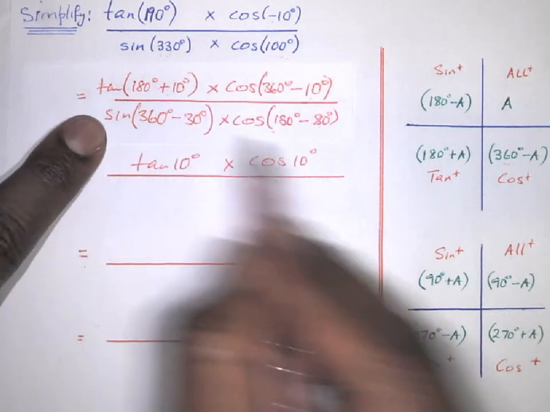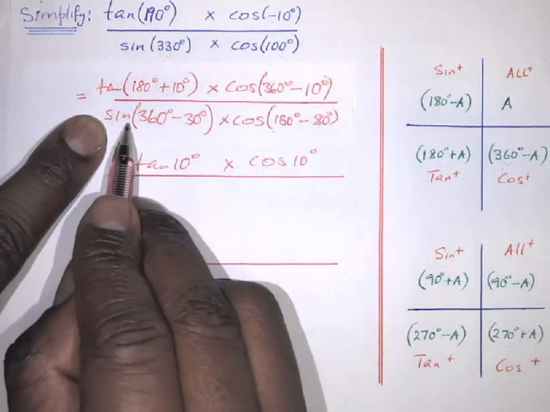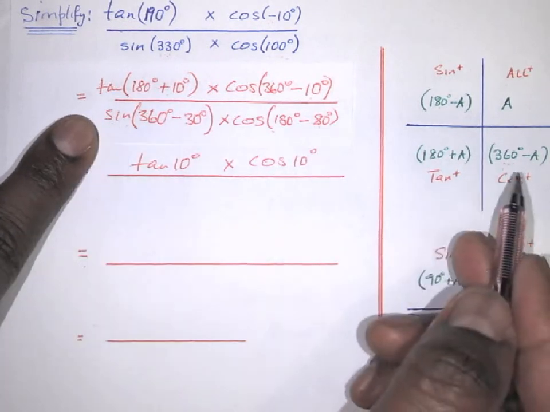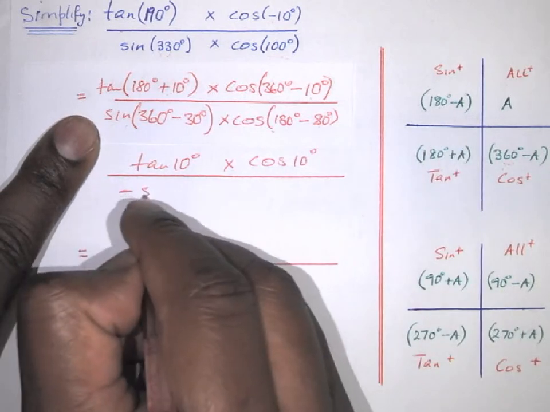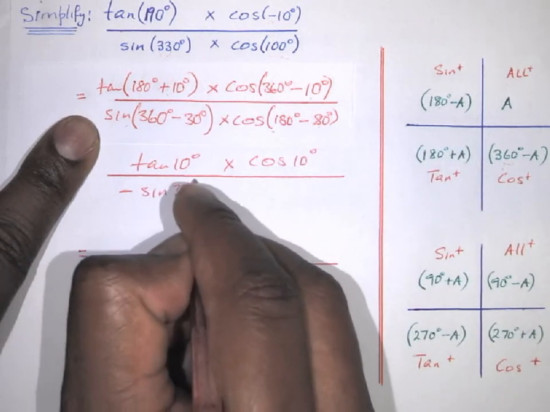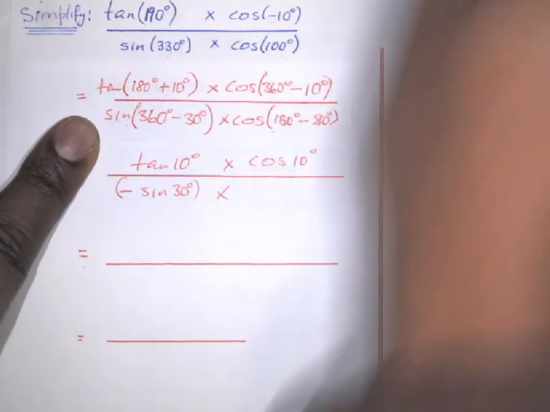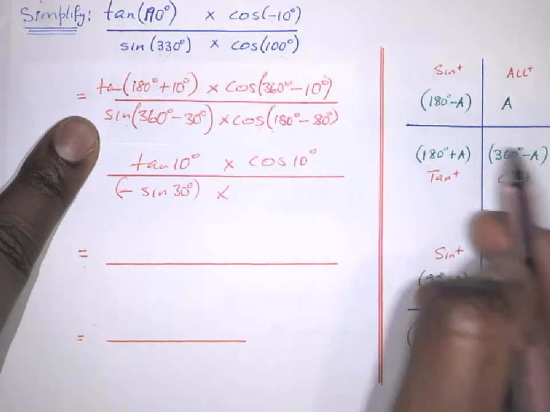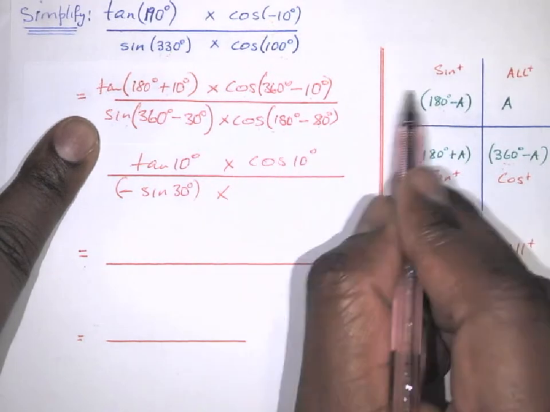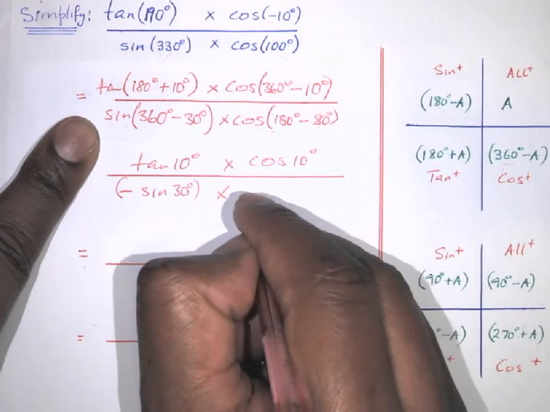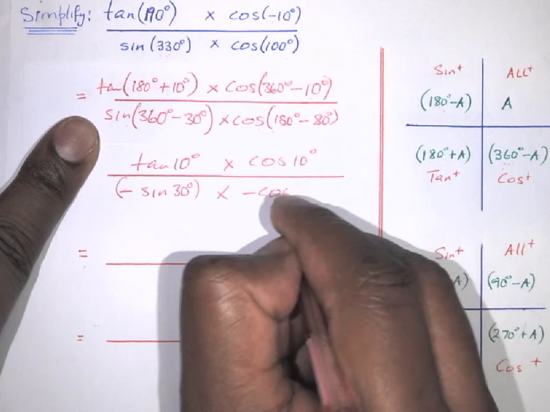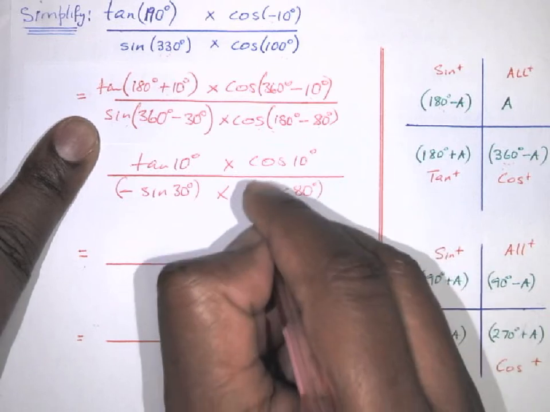And this one here is that quadrant over there. So the answer will be, how is sine in that quadrant? It is negative. So the answer is negative sine of 30 degrees. Let's put in a bracket, multiplied by. Let's look at this one here. So I've got here, which quadrant is this? It is that one here. So how is cos in that quadrant? It is negative. So the answer is negative cos of 80 degrees over there.